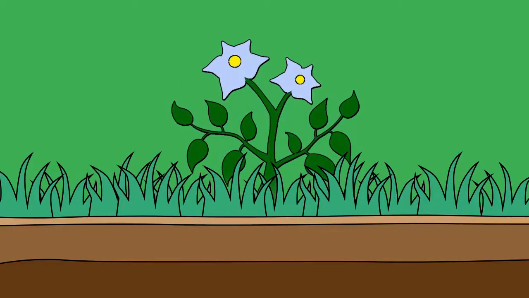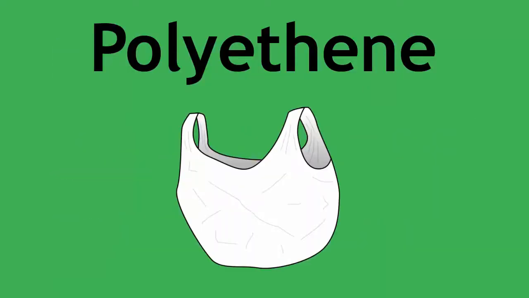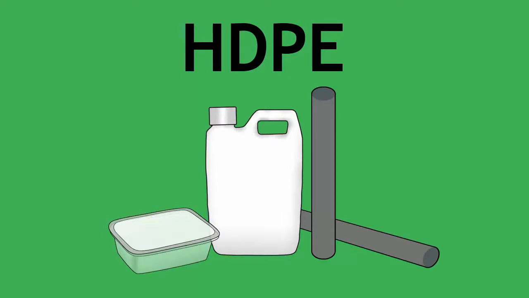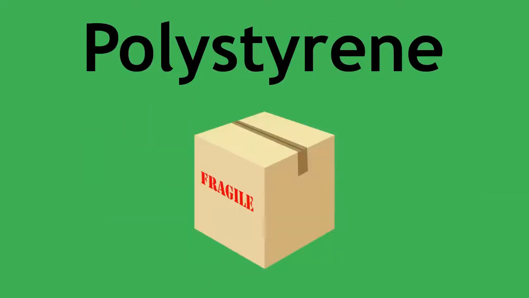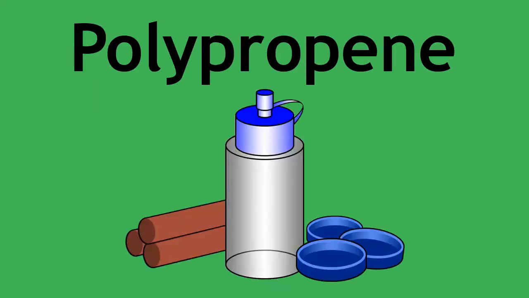Here are some specific examples of polymers and their common uses. Polyethylene, used for carrier bags and sheet plastics. High-density polyethylene, used for drain pipes, water bottles and containers. Polystyrene, used in packaging. Polypropylene, used for bottle caps, plastic bottles and plastic pipes.